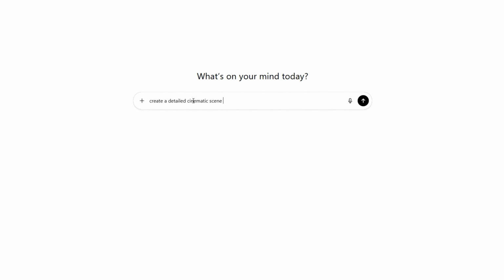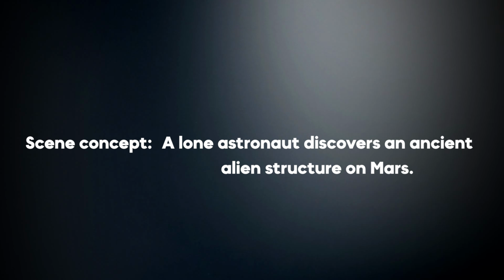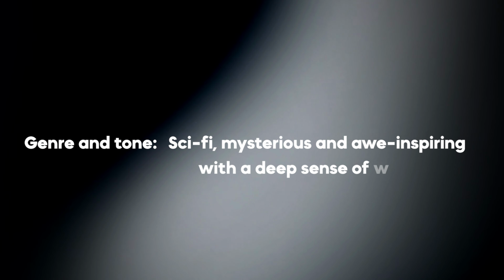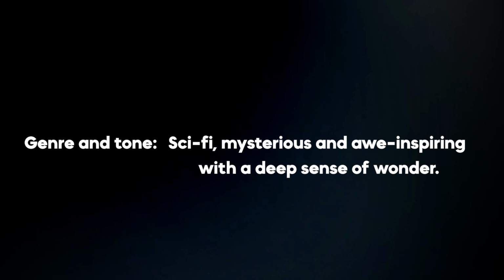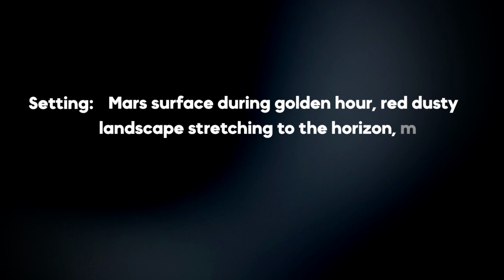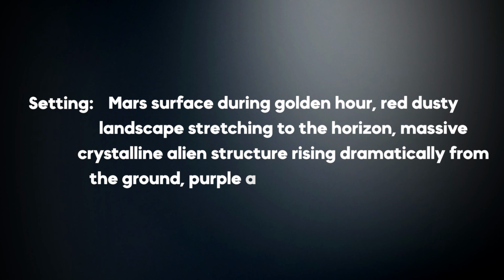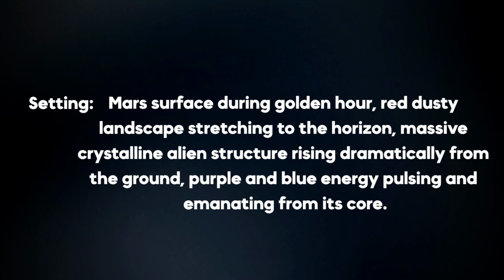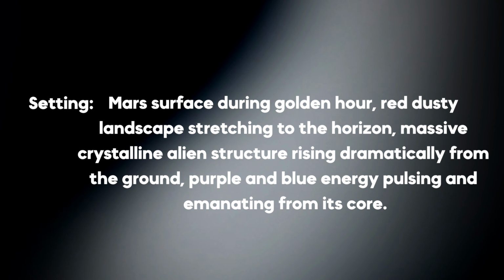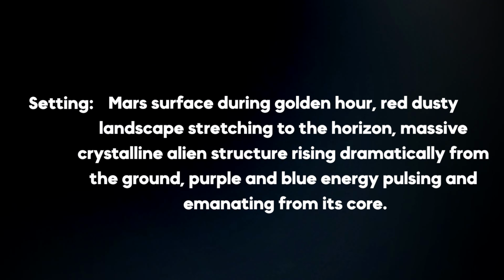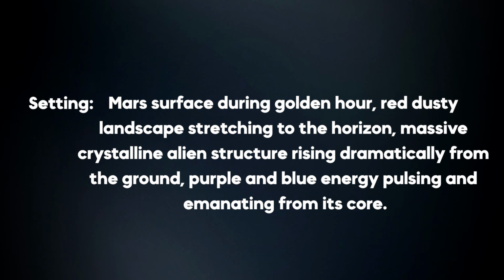Create a detailed cinematic scene prompt with these specifications. Scene concept: a lone astronaut discovers an ancient alien structure on Mars. Genre and tone: sci-fi, mysterious and awe-inspiring with a deep sense of wonder. Setting: Mars surface during golden hour, red dusty landscape stretching to the horizon, massive crystalline alien structure rising dramatically from the ground, purple and blue energy pulsing and emanating from its core.